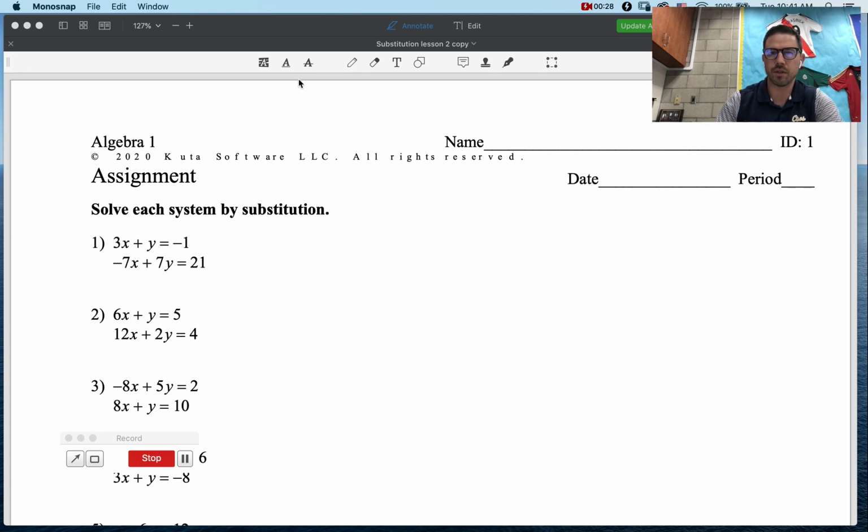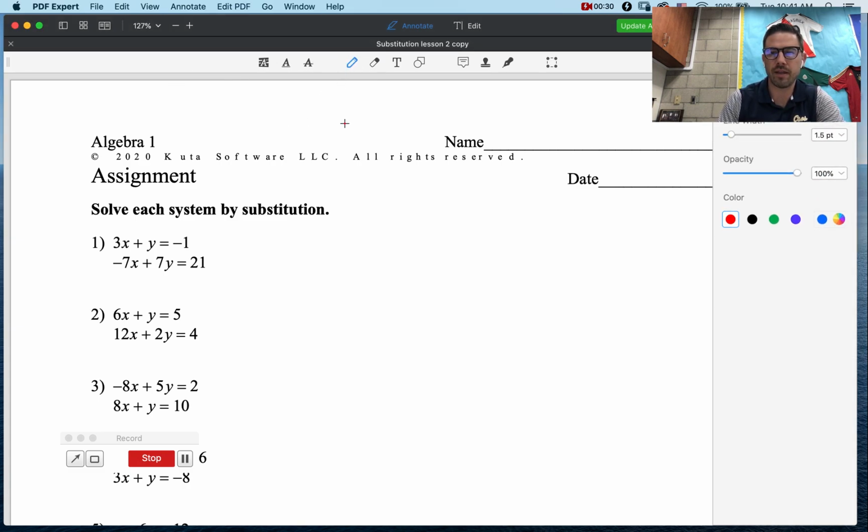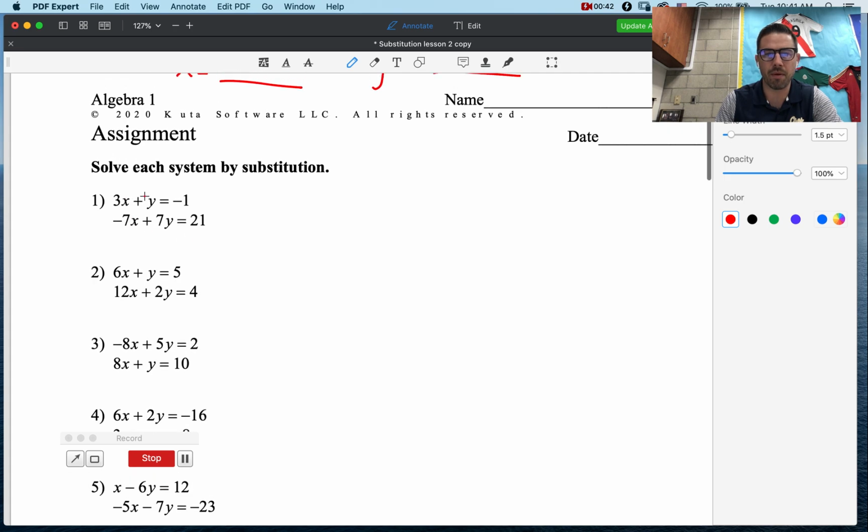Okay, now we're using substitution, remember? And the key is you always want to find something that says x equals something, or y equals something. Okay, we did that on the last lesson, right? Now, the problem is in these problems, I don't see anything here that says x equals something or y equals something. But what I do see is just a y here. Let me show you this. I'm going to start with this equation because there's just a y, and I like that.